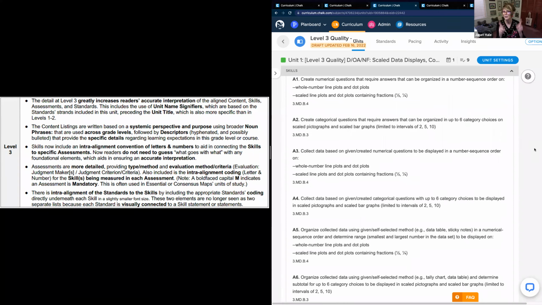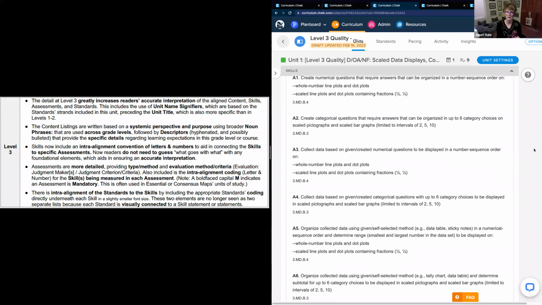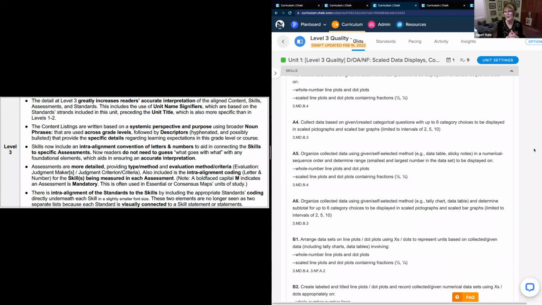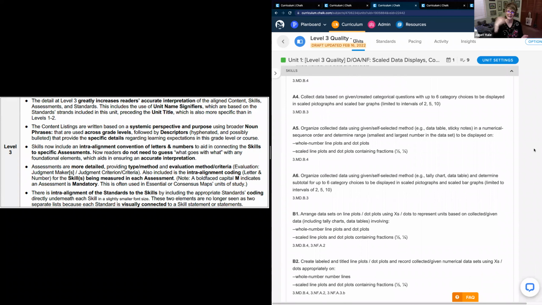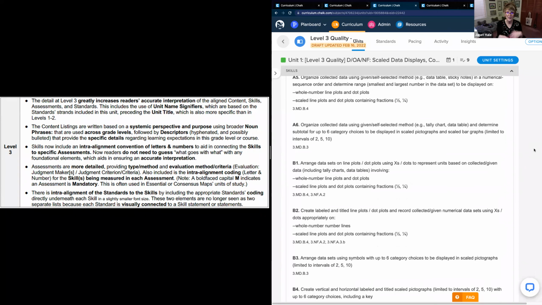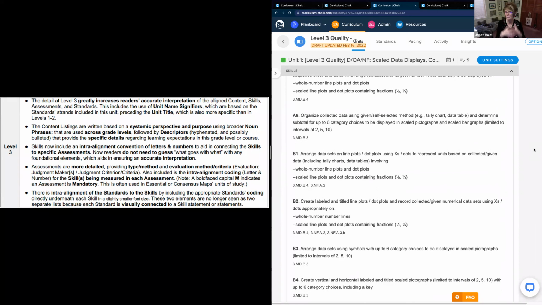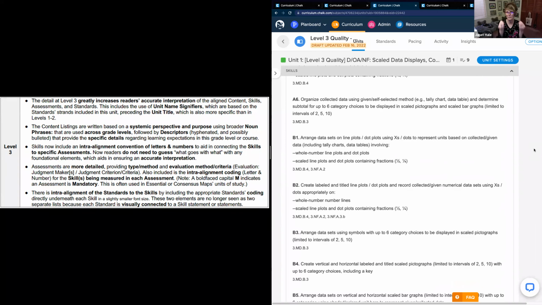But before we go any farther, notice it also, and this is so important, these skills are aligned to standards, because after every skill, you see the code for that particular standard. So these are obviously measurement and data ones. B1 is a combination of measurement and data and number with fractions. You can see that there's no guesswork. Every skill we have is aligned to our standards.